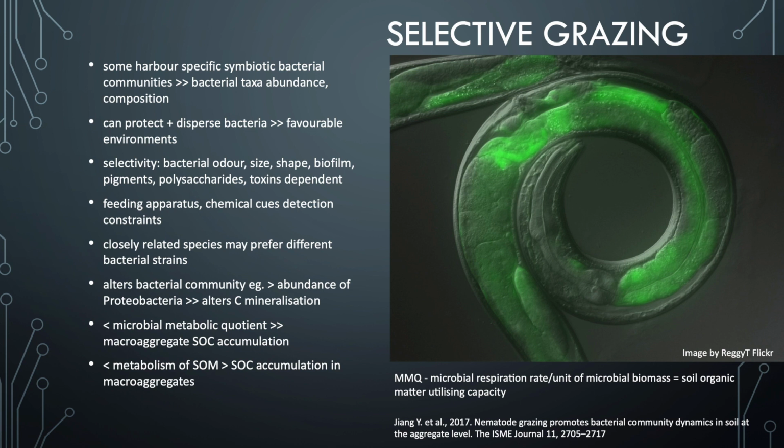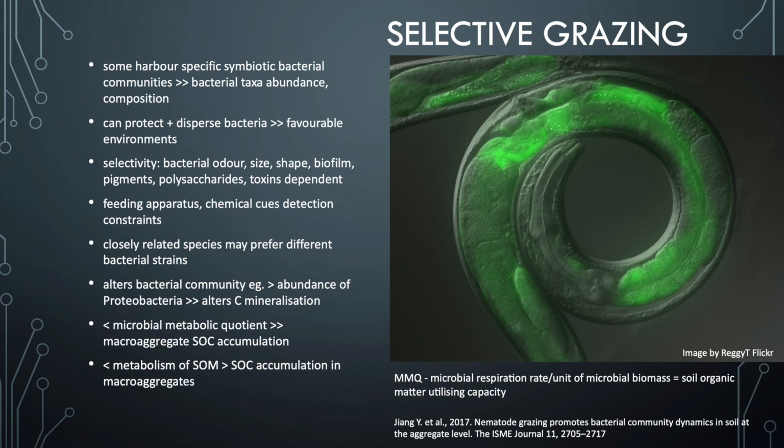The feeding apparatus of the nematode and the chemical cue detection provide constraints in terms of the size of the mouth, as well as the ability to detect bacterial odors, as said earlier. Interestingly, even closely related species of nematodes may prefer different bacterial strains to consume. So it is a very specific and therefore selective grazing scenario.